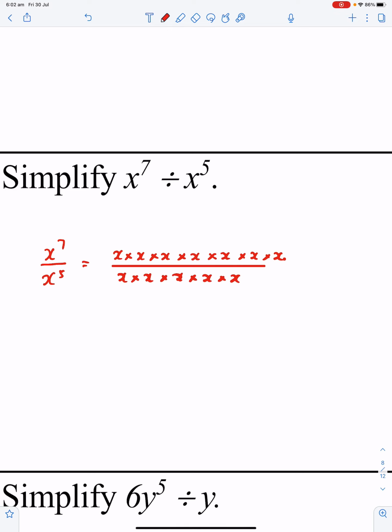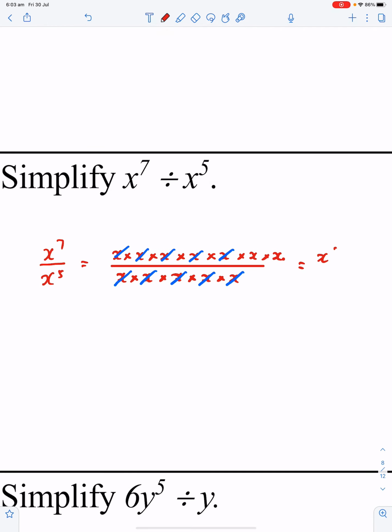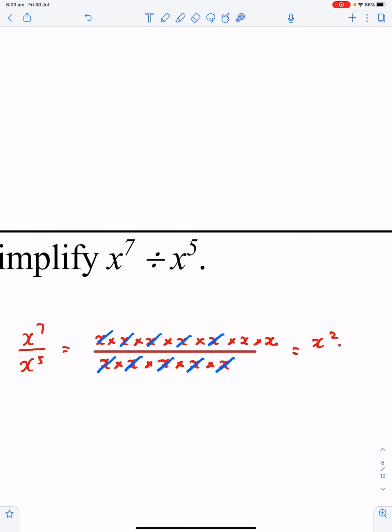like this. Now, because of your previous knowledge of division, cancel 1 with 1, 1 with 1, 1 with 1, 1 with 1, 1 with 1. You can see what you're left with. Your final answer is simply up the top x squared. Okay. Now, instead of doing all of this working out for the questions, what you could do is simply do 7 take away 5. That's what you could do, which gives you x squared.